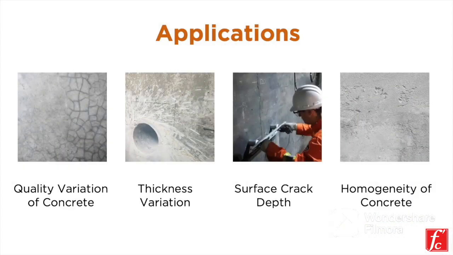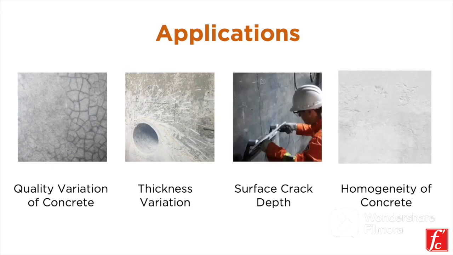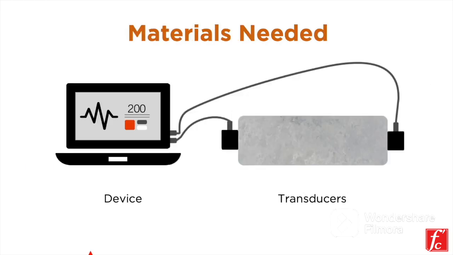The test can be used for a variety of applications. Applications for engineers involved in the inspection and evaluation include assessing the quality variation of concrete, assessing the thickness variation, measurement of surface crack depth, and establishing the homogeneity of concrete. Most commercial UPV devices include a device for data acquisition, display, and interpretation, as well as a pair of transducers.